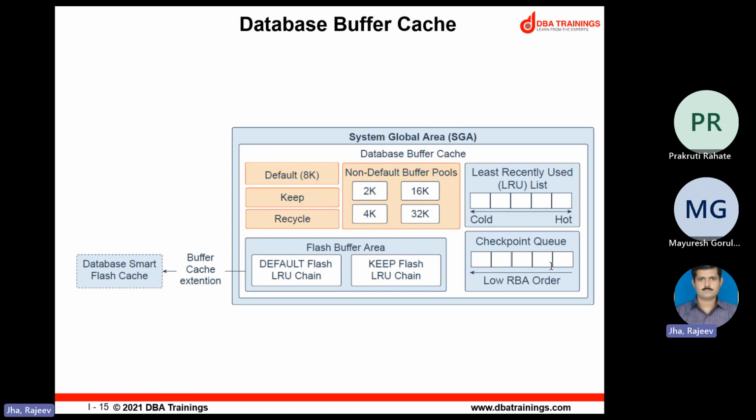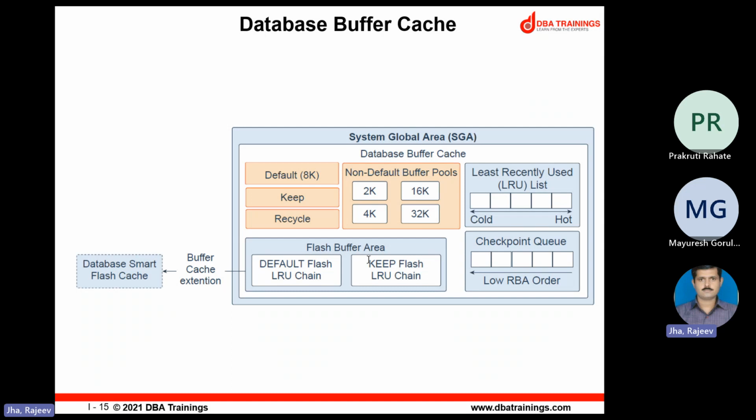So basically whenever a request comes, my things are busy with some activity, so they will come into the checkpoint. So it is in the queue, and it is coming within my flash buffer area. So this is another thing which is called the flash buffer area. So what is the FBA? That is the default flash LRU chain, which will keep the flash LRU chain.